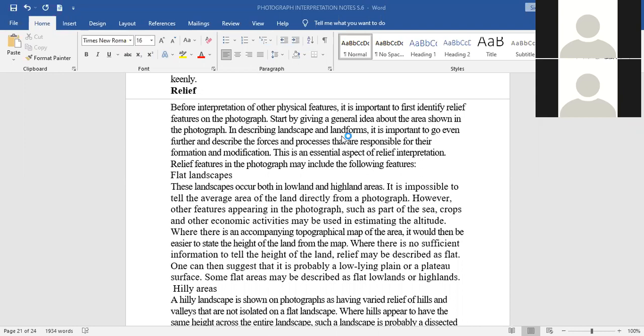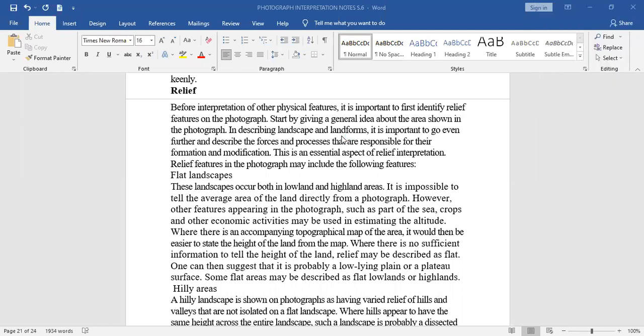by giving a very rough, general idea about the area shown on the photograph. And therefore, in describing these landforms or relief features, we sometimes need to give the processes, the forces that are responsible for their formation. And in this case, we talk about different landscapes. We may have flat landscapes. We may have hilly landscapes. We have valleys, which may be narrow or deep valleys, depending upon how the photograph has been taken. But in simple terms, we need to describe the formation.